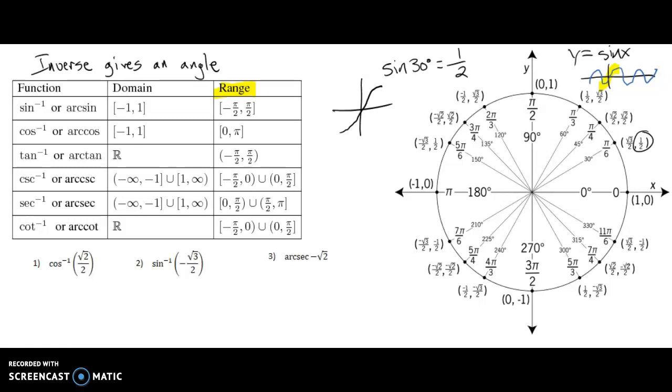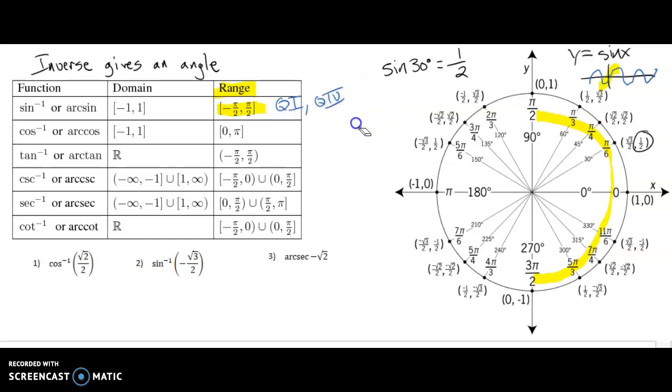And so let's go through this very briefly, and then we'll use them in some example problems. For sine, the angle is in between negative pi over 2 and pi over 2, from down here all the way up here.